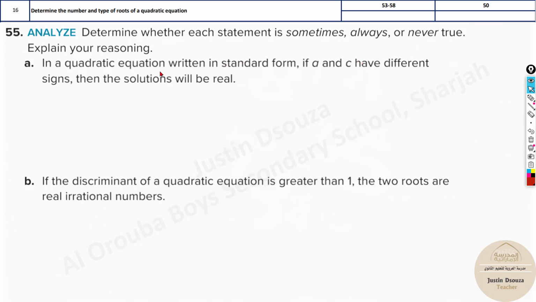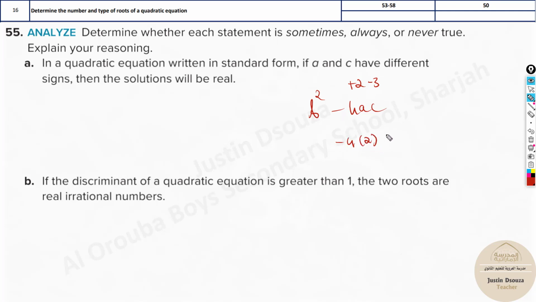Now what about these problems? Here you have to reason them. Determine whether each statement is sometimes, always or never true. Explain your reasoning. In a quadratic equation written in standard form, if A and C have different signs, then the solution will be real. Yes, absolutely, right? Now what is this exactly? Let's write the discriminant formula, B square minus 4ac. If A and C have different signs, let it be any numbers. Okay, let's take 2 and 3. That's fine. But I have -2 or +3, or if it's +2, it will be -3. The signs are different. So when you solve, what happens?